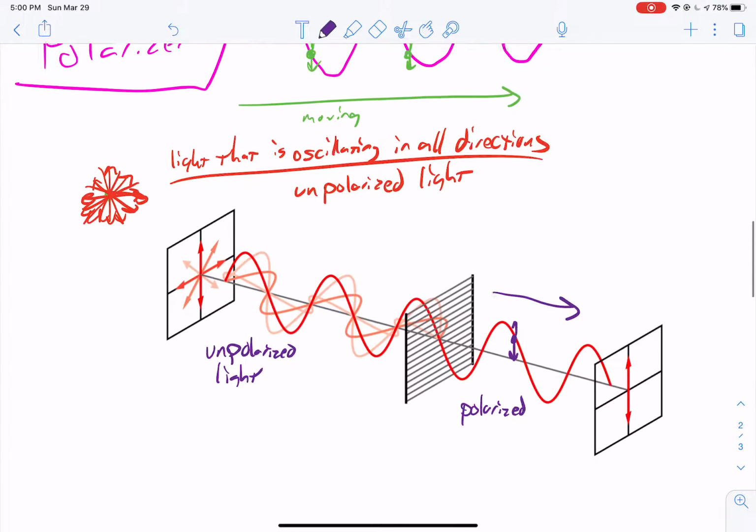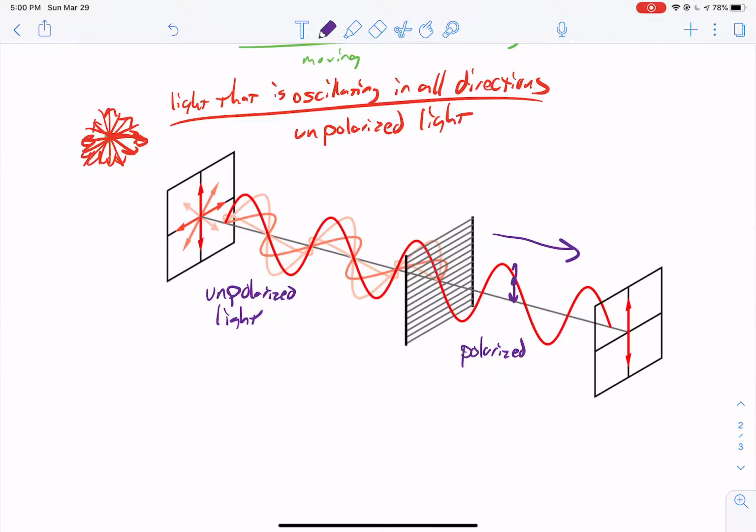Now, let me ask you a question. I'm going to have you think about this. What do you think happens to the power, let's just say the intensity of this light? How much energy per second per area is there going to be? Are we going to have the same energy? Let's say the unpolarized light has intensity I. What would you guess the intensity of the polarized light would be? I'll give you a moment to think about that. Hit pause.